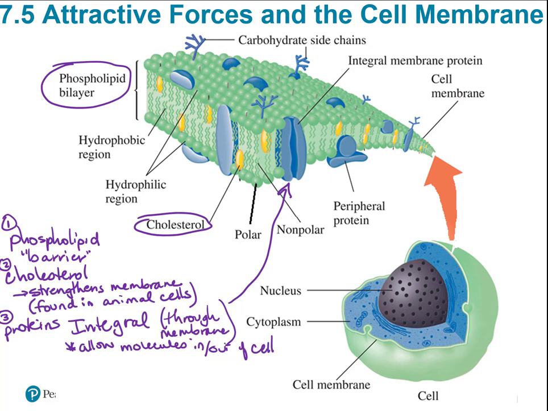So they will let some molecules in or out of the cell. For example, there are glucose transport channels. They look like that one that's there. And the only thing that they do is they allow glucose to pass through. So they open up, they let glucose bind, and then they let it go into the cell.